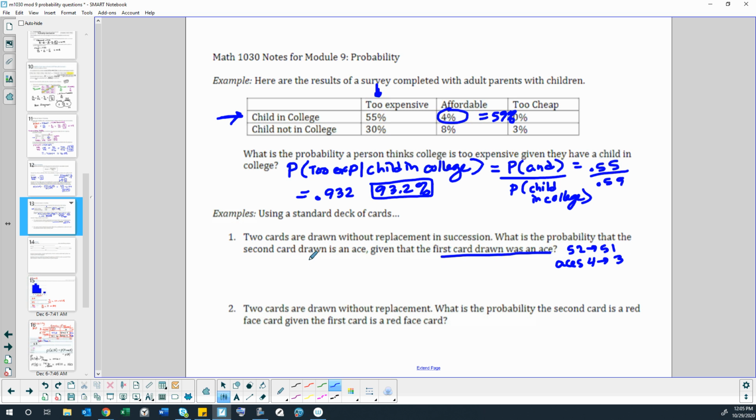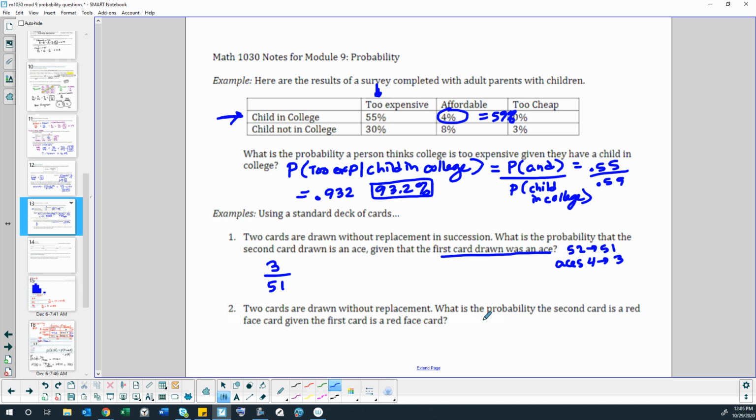So what's the probability of drawing an ace after an ace has already been drawn? Well, it's going to be 3 out of 51 because that one ace is already gone. We now have 51 cards and 3 aces left. So we have a 3 out of 51 possibility of drawing a card that's an ace, given the fact that one of the aces is already out of the deck.